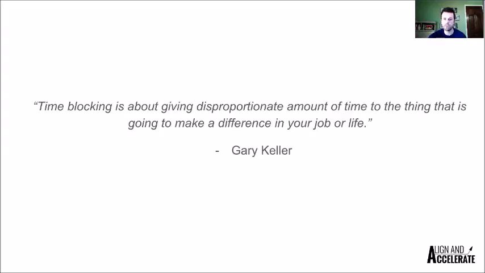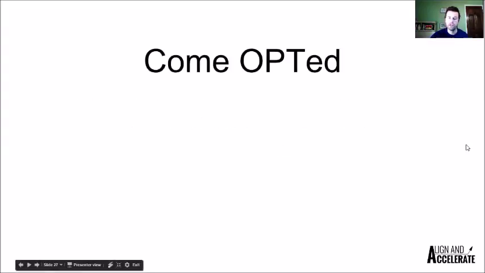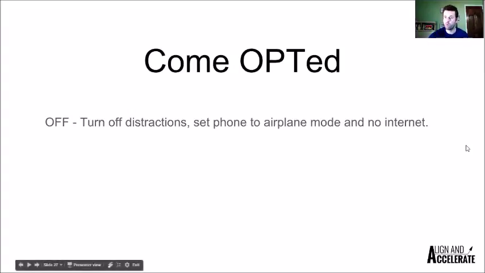Time blocking is about giving disproportionate amount of time to the thing that is going to make a difference in your job or life. Gary Keller, the author of The One Thing. So one thing that I want for you to do with your work sessions is to come in OPT. And OPT is an acronym for off. So when we're working, everything is off. Our phone is on airplane mode. There's no internet. We're turning off all distractions.